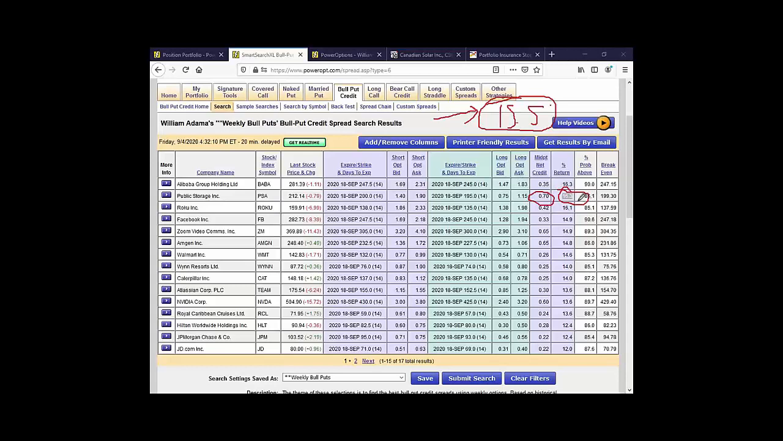Not worry about the 19%. Maybe I'd cheat and go up to 17%. But in general, I want this to be my average return. Yes, the average is helped by the times that I do get a 17 or 18% return on a bull put credit spread. That moves it up in that case.